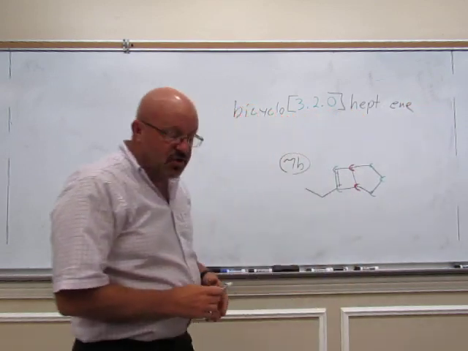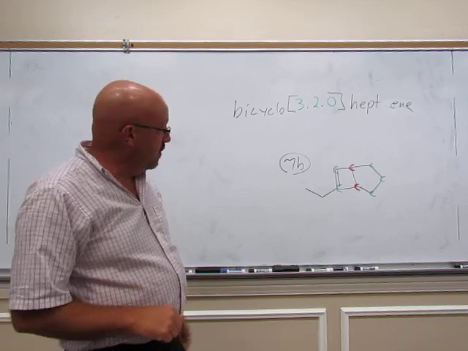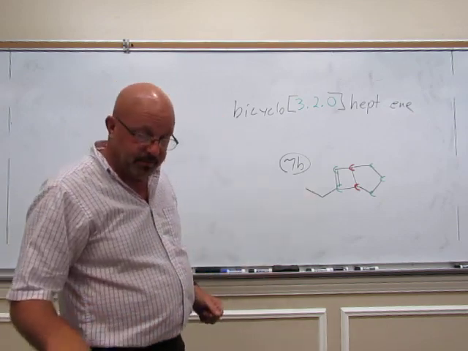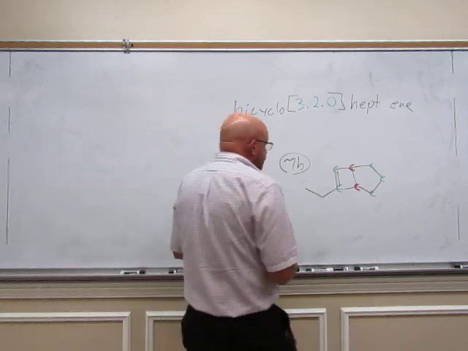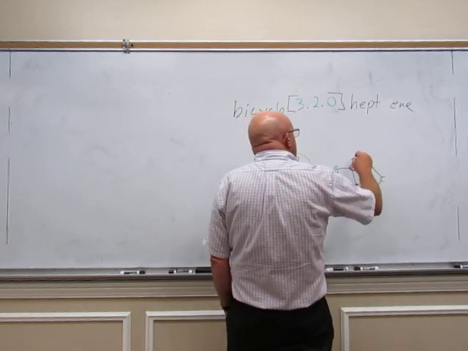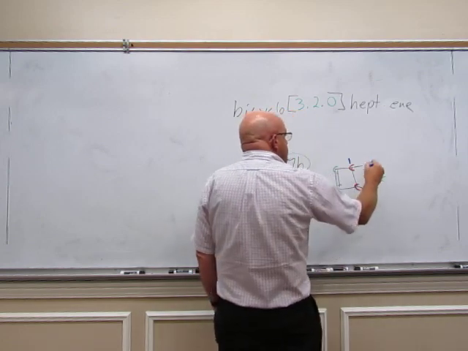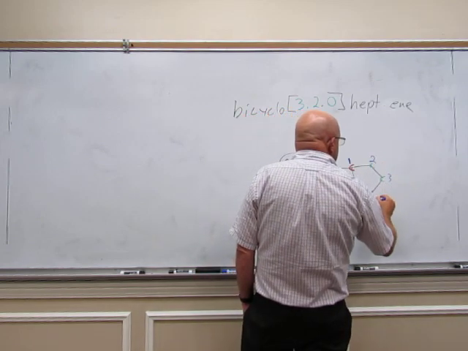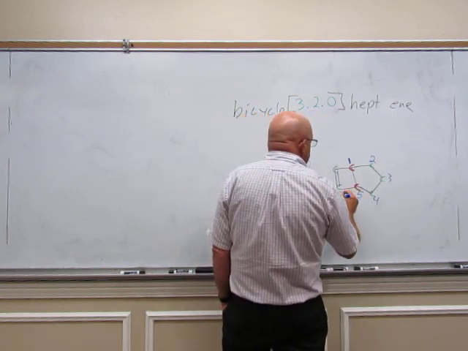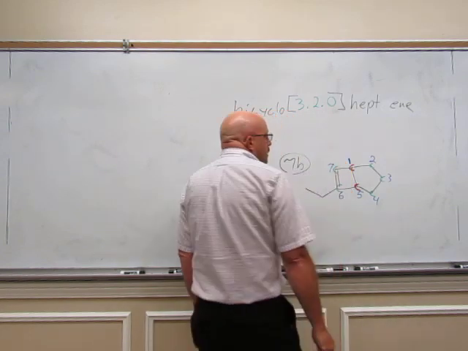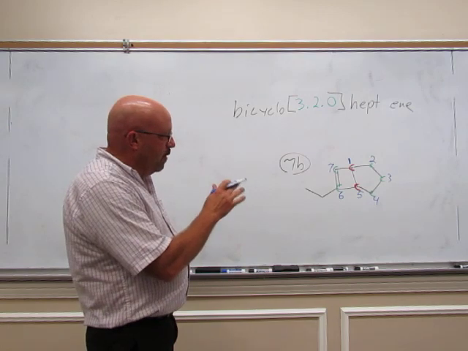Now we need to tell the position of that alkene, and we also need to know the position of our substituent. So we're going to number the ring. We have to start with the bridgehead carbon. And you must go into the bigger bridge first. And then we'll go into the 2 carbon bridge. And we're finished. Now, I numbered it correctly here.